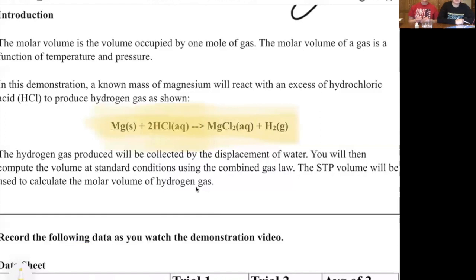Molar volume, if you recall, is the volume that would be occupied by 1 mole of a gas, in this particular case, the hydrogen gas. It is a function of temperature and pressure, and so we are going to have to also measure the pressure and the temperature of our system today.